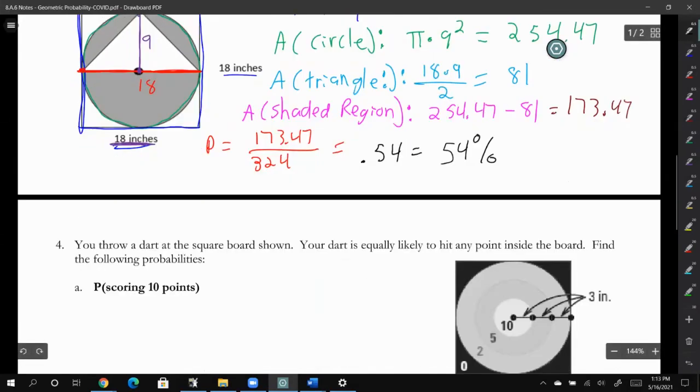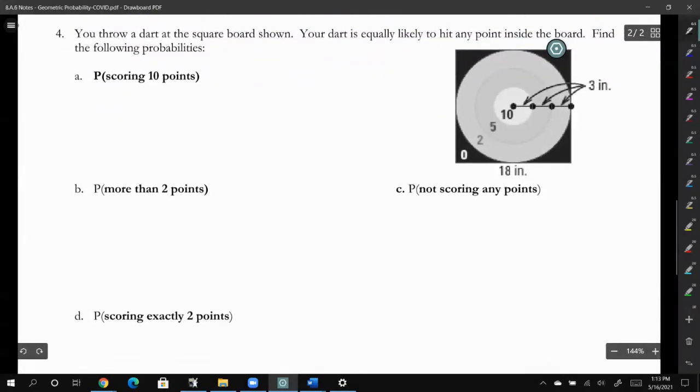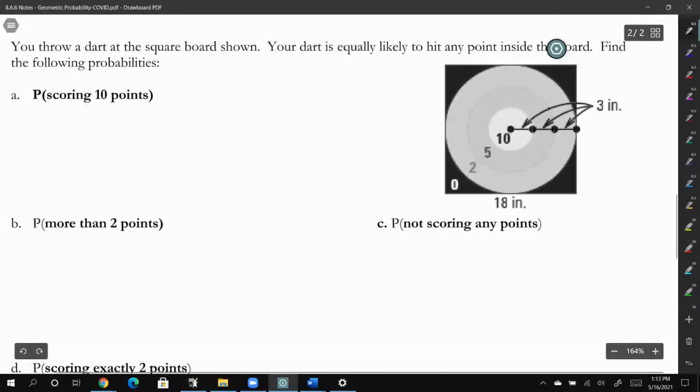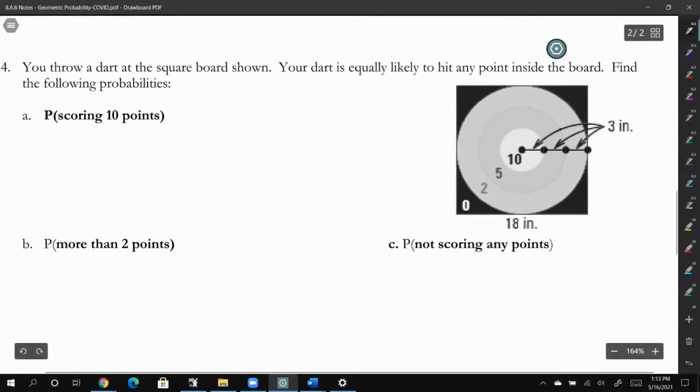All right, now let's look at the last page here. So we have a square, and we have three circles on the inside here. So we're throwing a dart at this board, and we're equally likely to hit any point inside the board. And we're going to find the probabilities. So let's get the area of the whole thing.